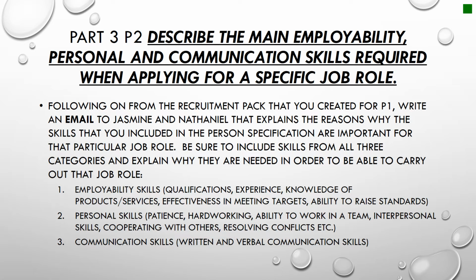Okay, so moving on from once you've done that, you need to talk about the specific job role and why you're applying for it. Again, you pick something like a sales assistant, you follow on from the recruitment pack that you've created for P1, and write an email to Jasmine and Nathaniel that explains the reason why the skills you've included in the personal specification are important for that particular job role. Be sure to include skills from all 3 categories and explain why they are needed in order to be able to carry out that job.